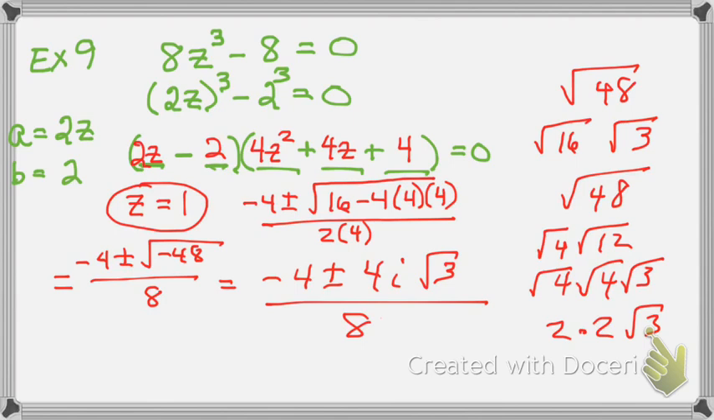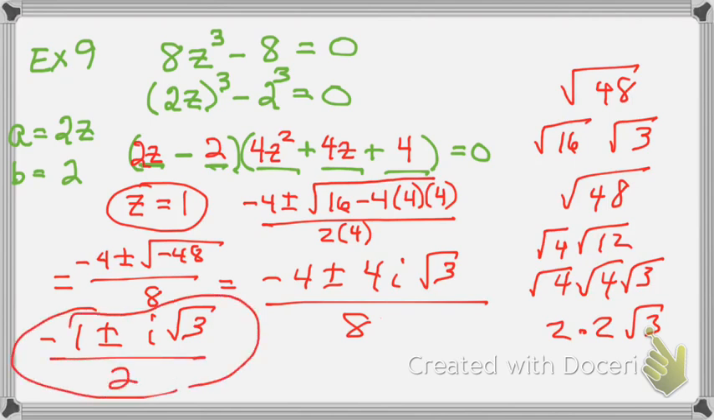So see if that makes sense to you. Are we able to simplify the 4s and the 8 now? Yep, so now we can simplify all 3 of these. So negative 1 plus or minus i radical 3 over 2. And of course we have this answer up here, and I could write these separately as well.